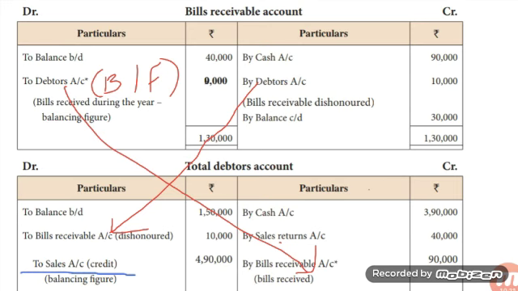Children, note the point. The balancing figure of bills receivable account goes to the opposite side, that means on the credit side of the total debtors account. Then bills receivable dishonored on the credit side of bills receivable account goes to the debit side of total debtors account.